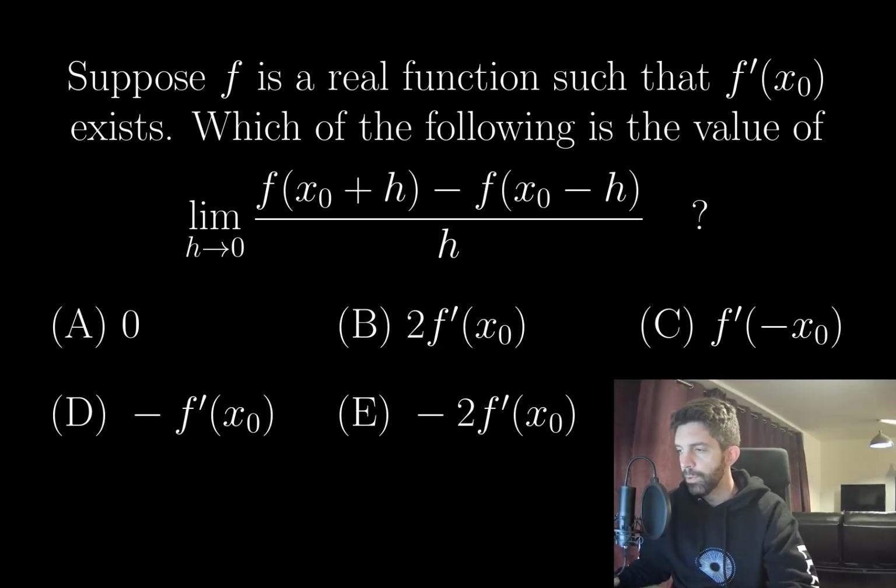Suppose f is a real function such that f prime x naught exists. Which of the following is the value of the limit as h approaches 0 of f of x naught plus h minus f of x naught minus h, divided by h? My instinct is telling me this is simply 2 f prime x naught.